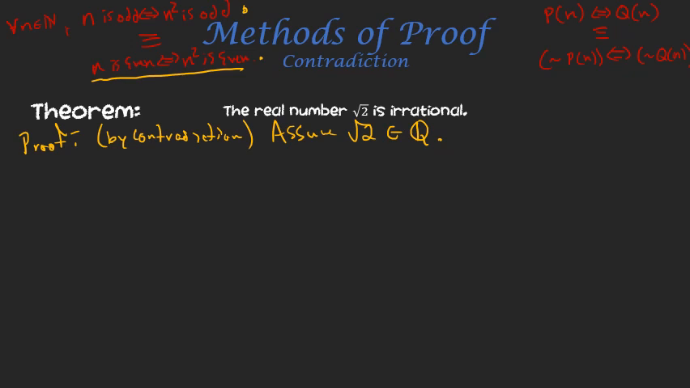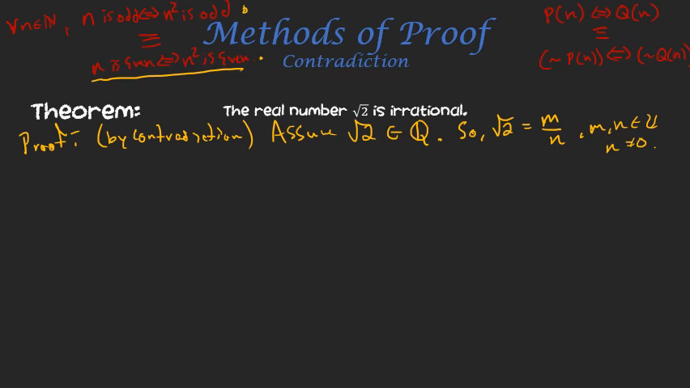All right, so let me start by writing square root of 2 as a ratio of two integers. Square root of 2 is equal to, let's say, m over n, where m and n are integers and n is not equal to 0. Our standard assumption for a rational number.